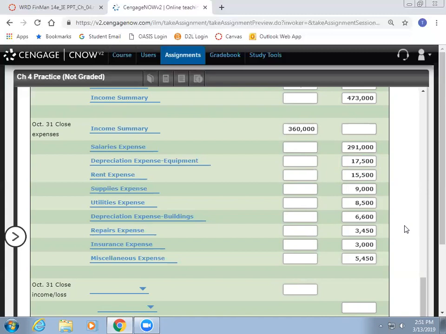Okay, so now we have a $473,000 credit in income summary from our first closing entry, and we have a $360,000 debit to close all of our expenses. So we already know, but that's just illustrating again. We calculated it in our net income, in our income statement. But remember, we took 473 minus 360. That has a balance of 113,000. That's a net income.